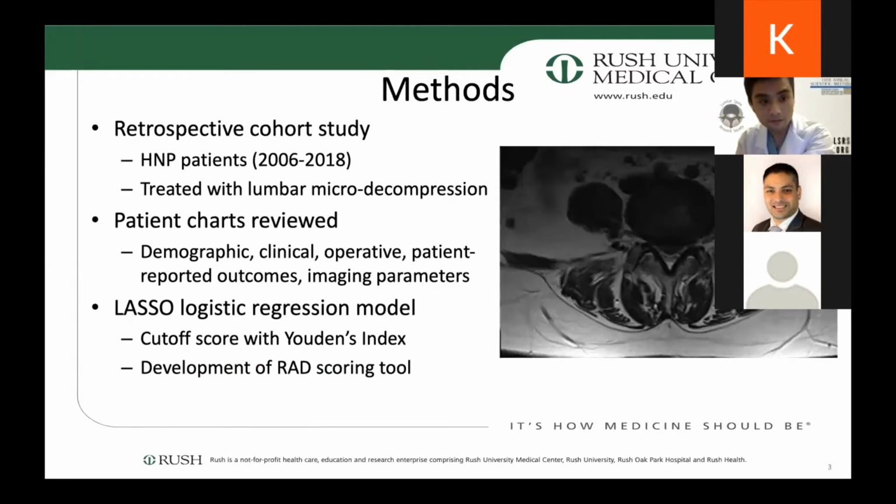In our methods, we designed a retrospective cohort study using our institution's patients from 2006 to 2018. All were treated with a lumbar microdecompression. Charts were reviewed for the following variables, and we aimed to build a lasso logistic regression model. From this, we identified a cutoff score and developed a RAD scoring tool to help identify patients at risk for reherniation.